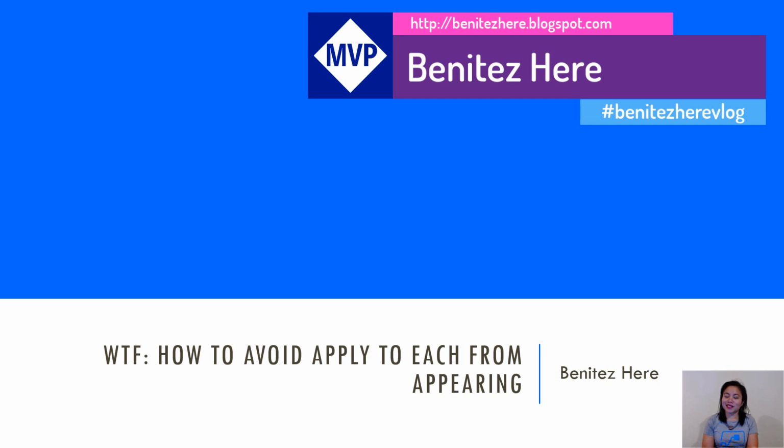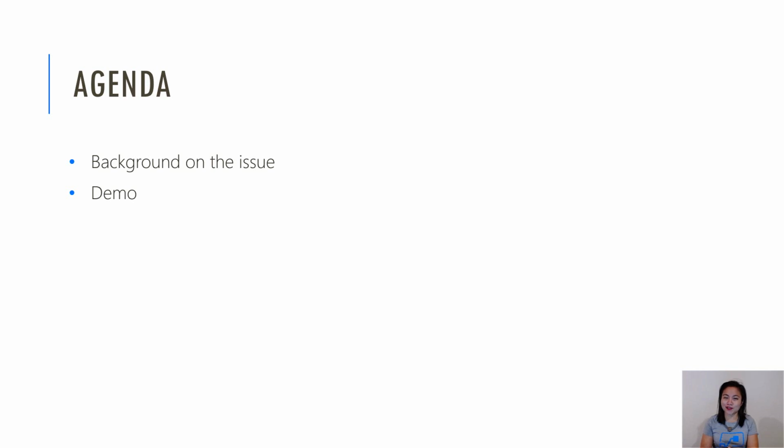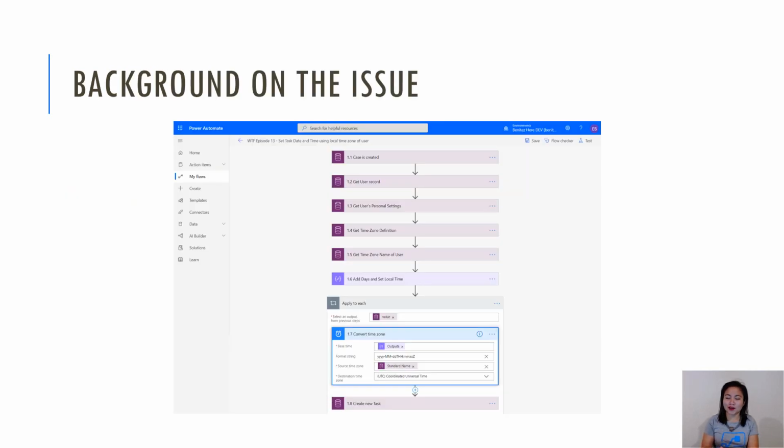In today's WTF episode, I'm going to share with you all how you can avoid the apply to each from appearing when you don't want it to appear. For the agenda today, I'm going to briefly talk about the background before we jump straight into the demo in Power Automate. For the background, I am going to refer to two previous WTF episodes.